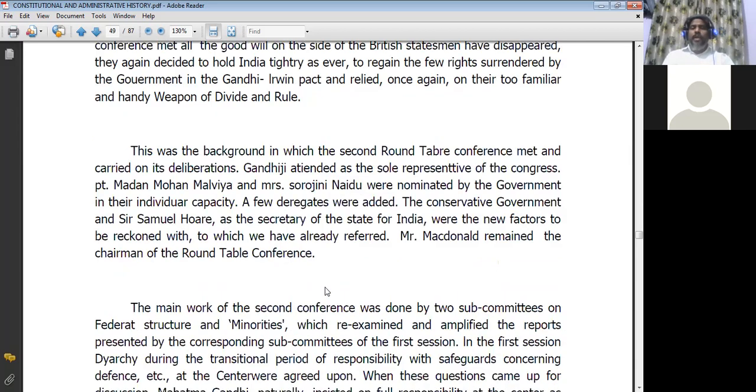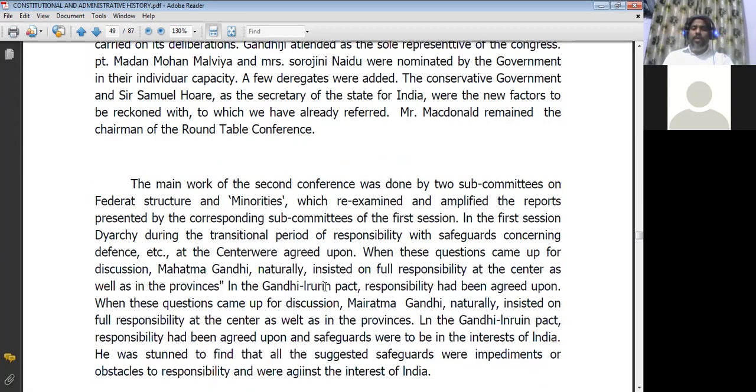Okay. So, this was the background in which the second roundtable conference met and carried on its deliberations. Gandhi attended as the sole representative of the Congress. Pandit Madan Mohan Malaviya and Mrs. Sarojini Naidu were nominated by the government in their individual capacity. A few delegates were added. The Conservative government and Sir Samuel Hoare as Secretary of State for India were the new factors to be reckoned with, to which we have already referred, and MacDonald remained the chairman of the Roundtable Conference.